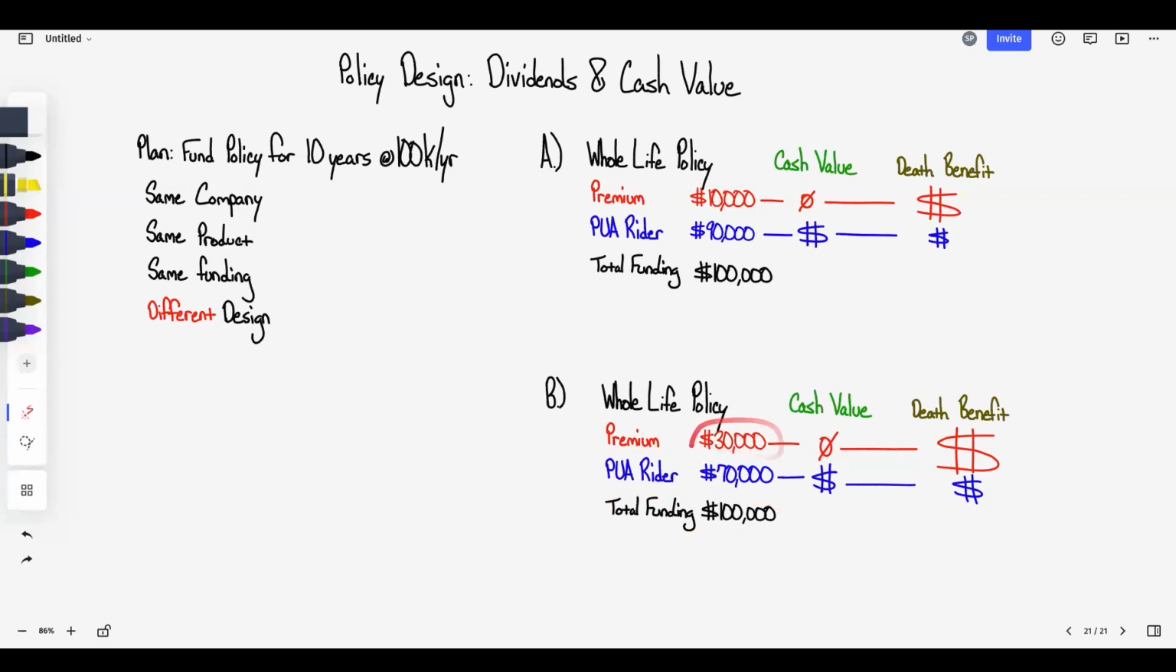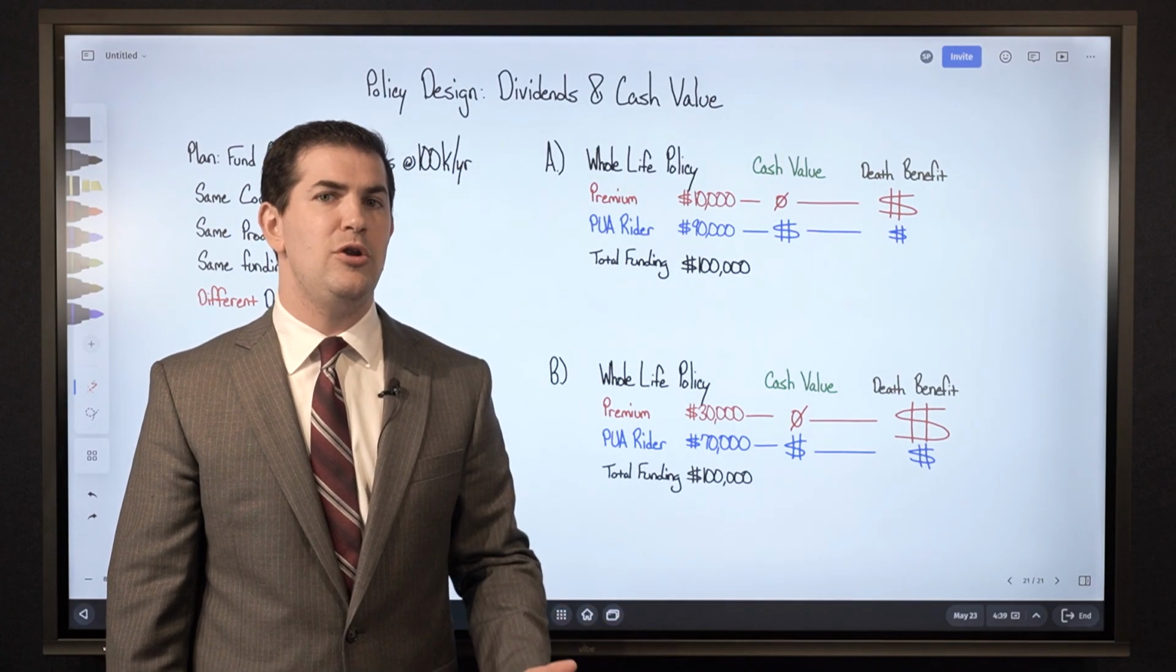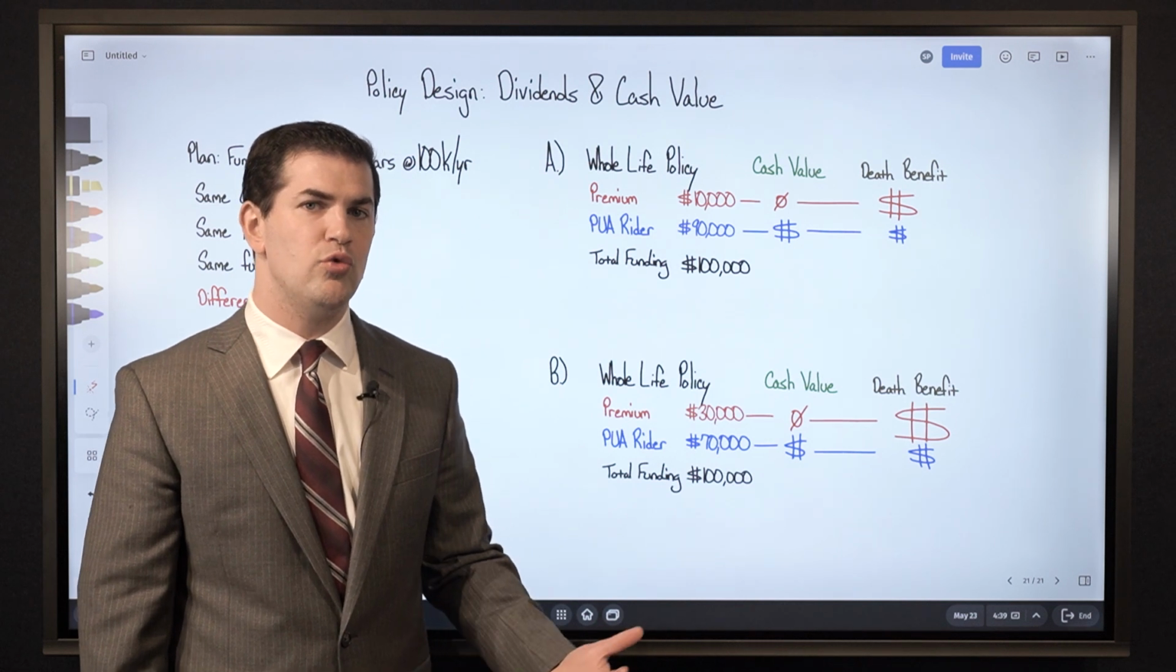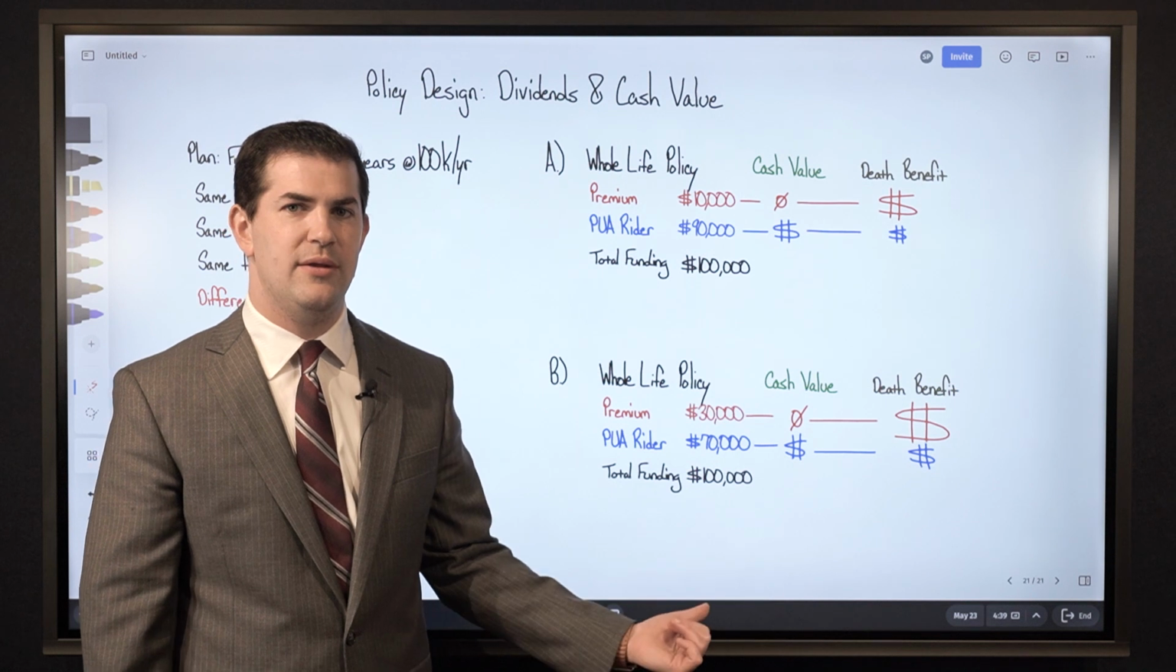But the higher the base premium is, the higher the whole life death benefit is as well. Then we've got the PUA payment. So if it's $70,000, we'll see the majority of that show up in cash value immediately. And there's our total funding at $100,000 per year. If you're brand new to this and you're seeing how premium and PUA dollars work, in your mind, which one would result in more cash value? Option A or option B?